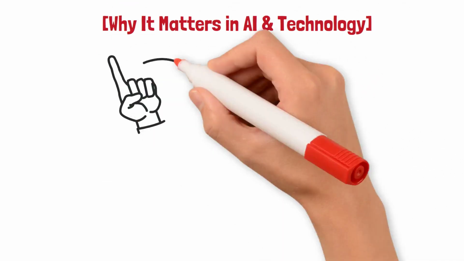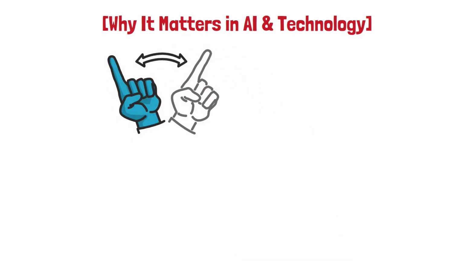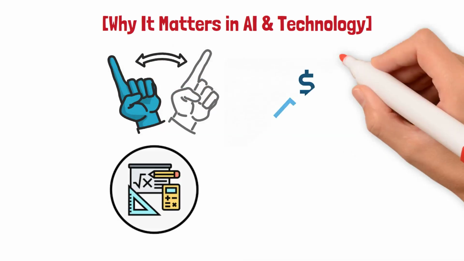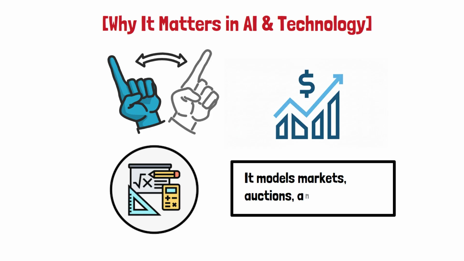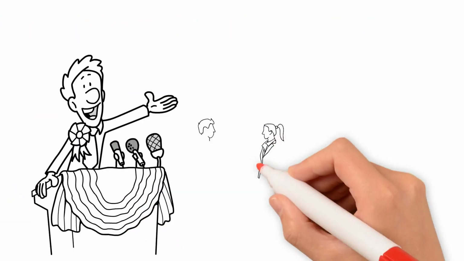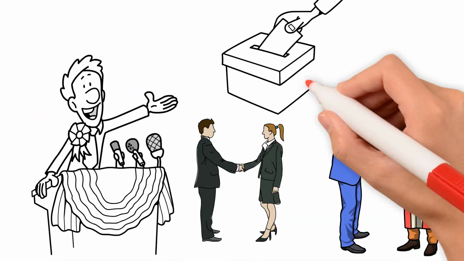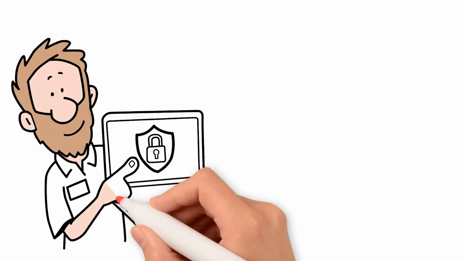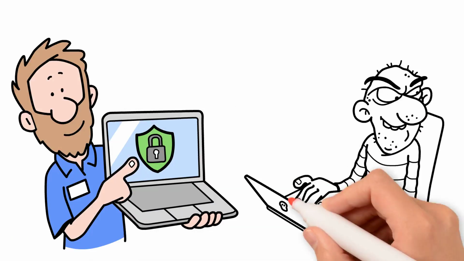Why it matters in AI and technology. Game theory isn't just about games, it's the mathematics of interaction. In economics, it models markets, auctions, and negotiations. In politics, it predicts alliances, conflicts, and voting strategies. In cybersecurity, it helps defend systems against intelligent attackers.